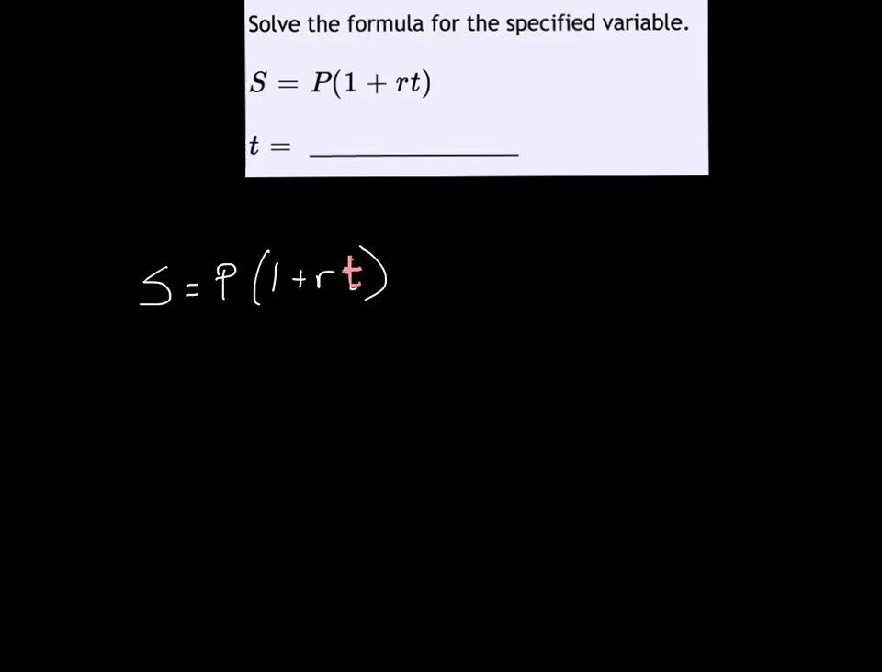Alright, here I'm being asked to solve for t in this literal equation. The tricky part with this kind of example is that the variable I'm trying to solve for is inside these parentheses. So the first thing I have to do is deal with the parentheses. I have two options. My first option is that I can distribute this p-value through these parentheses, which is just fine, or I can divide by p, which I'm going to do.